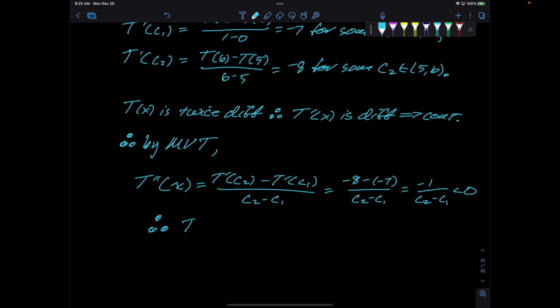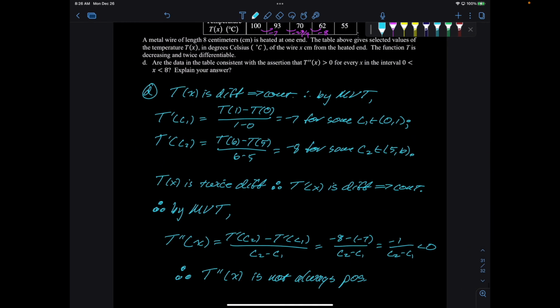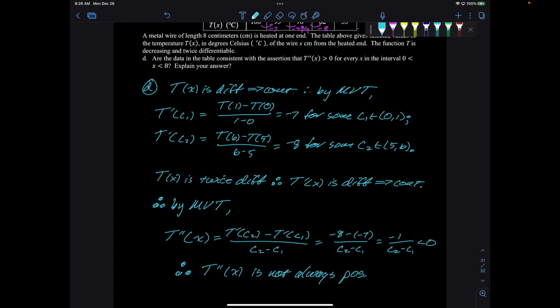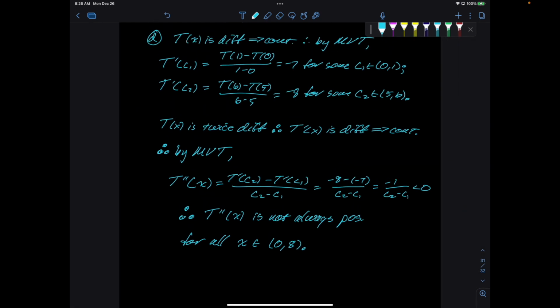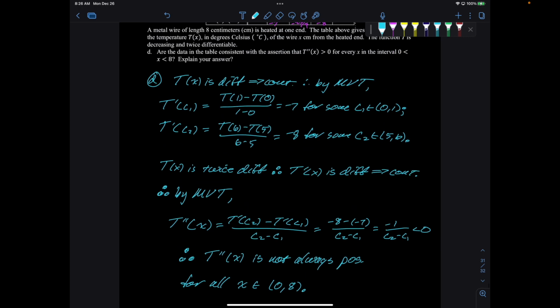Therefore, t double prime of x is not always positive on the interval 0 to 8, right? So for x, an element of (0, 8), there's at least one x we've proved for which t double prime is less than 0. So false. All right, that was a good one.